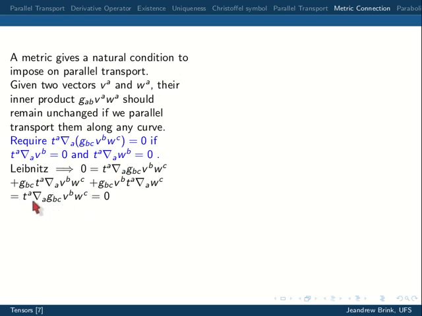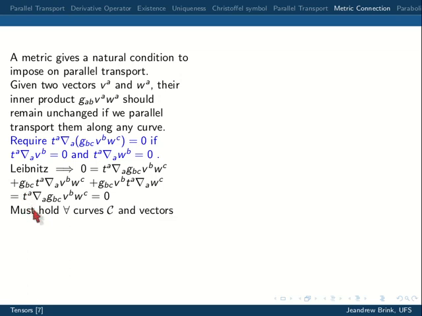And so the moment we have a metric that gives us this inner product, which is just a scalar function, and we parallel transport that, we have this condition. And we want this condition to hold for all C, in other words any single curve, therefore this tangent vector is arbitrary.